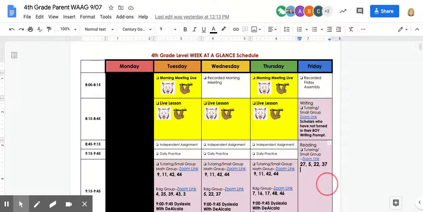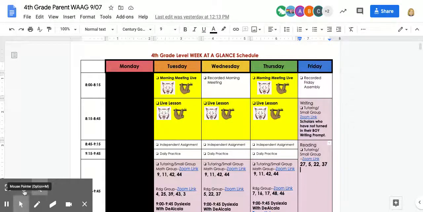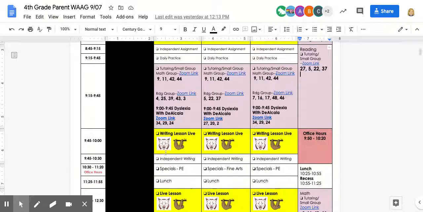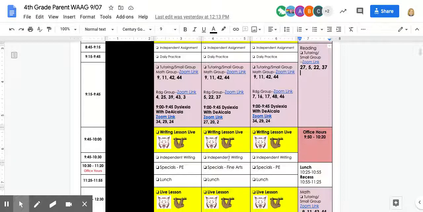Okay, friends? Red ones are tutoring. Those are tutoring times. So that is this here. These are their numbers that you are looking for. For math this week, it was scholar number 9, 11, 42, and 44. She's looking for you to show up for math tutoring today. I've gotten on tutoring times and nobody has shown up. Tutoring times are mandatory. You must show up to those.